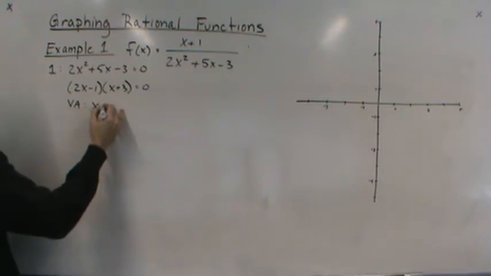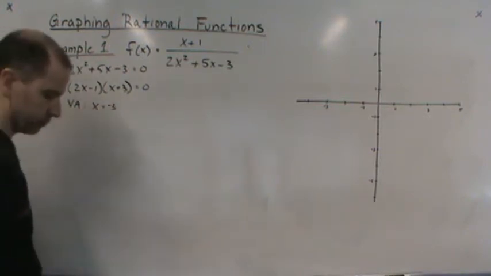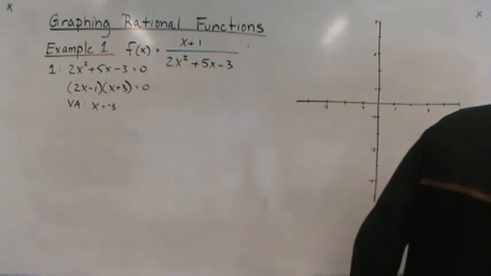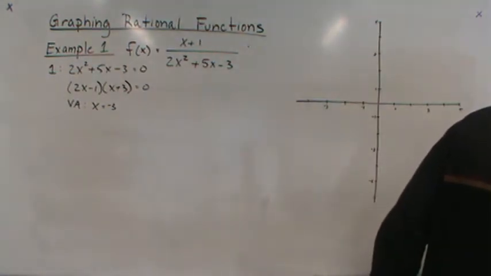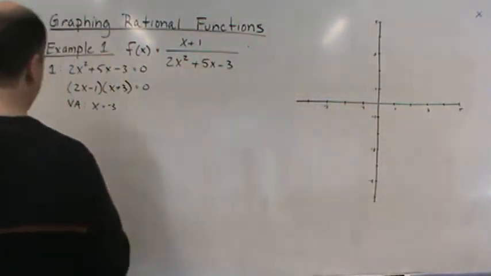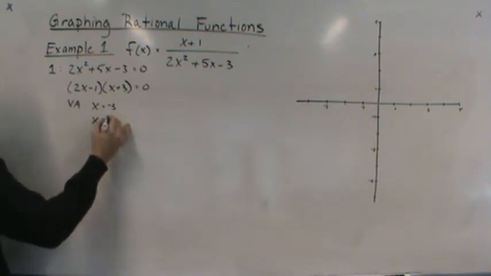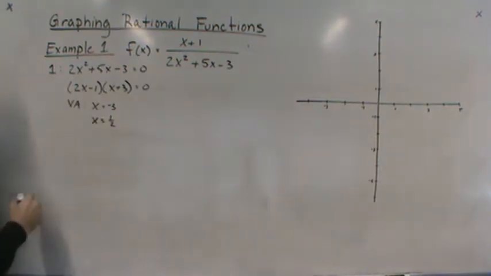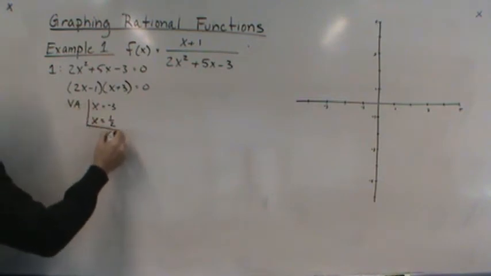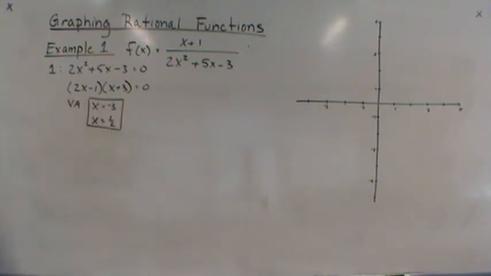and so this tells us we're going to have vertical asymptotes at x equal to negative 3. Let me just make sure I wrote that down right. Yes. And the other vertical asymptote is going to be at x equals 1/2. Okay, so we know we're going to have vertical asymptotes there, so why don't we graph those now.